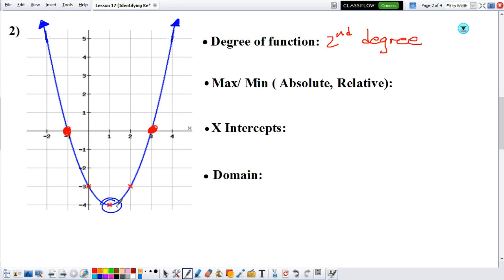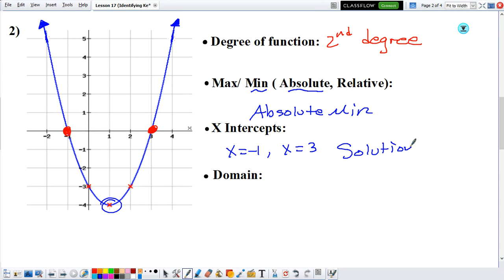So is this the lowest point that your graph can reach? Yes. So we're going to have a minimum. And is this the lowest point that your graph can reach? Yes. So we have an absolute minimum. Now, for the x-intercept, we already found them. So the x-intercepts are x equals negative 1 and x equals 3, which again, we can call our solutions.